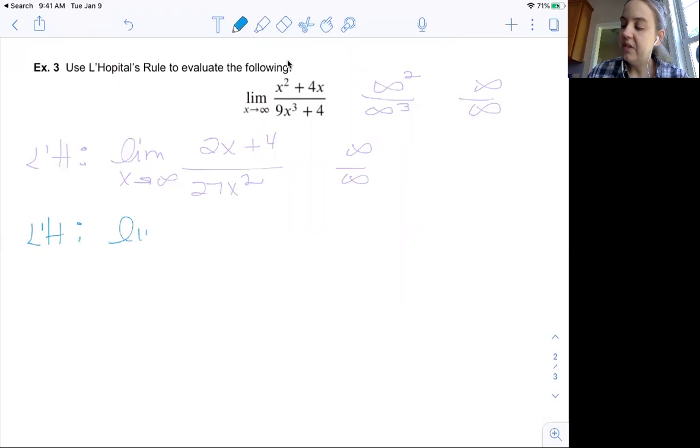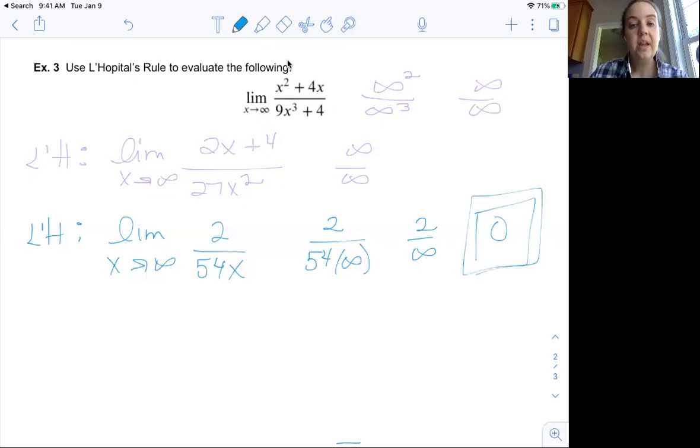The derivative of 2x plus 4 is 2. The derivative of 27x squared is going to be 54x. Now if I put infinity in here, this is 2 over 54 times infinity, which is 2 over infinity, which is 0. And that's my actual answer. Your old rules from before, if that denominator had a greater power, that's still true. You can still use that, but L'Hopital does work.